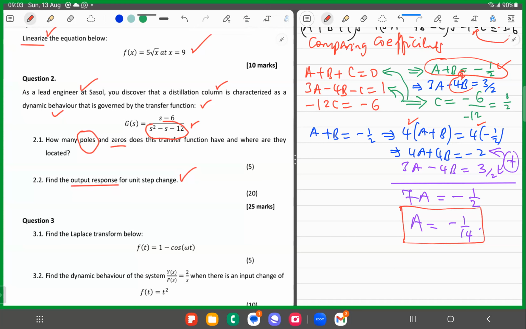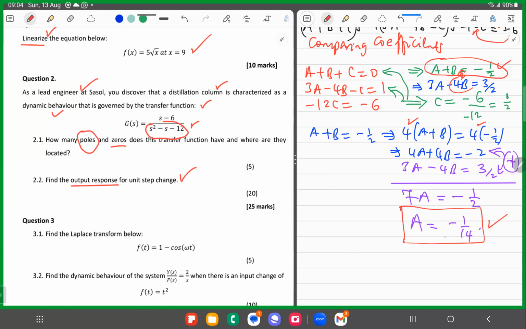Oh, okay, I see now. And then you use the other equation, the 3a minus 4b is equal to 3 over 2. Which one is that one? Yes, I added. I know that it looks a little bit messy. These equations are many. But now we got that a is minus 1 over 14.